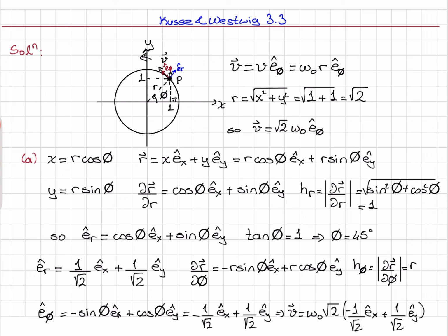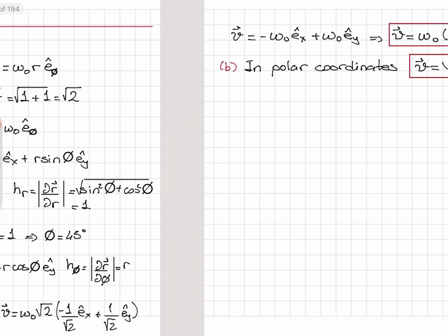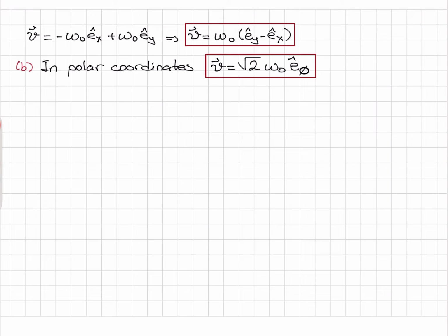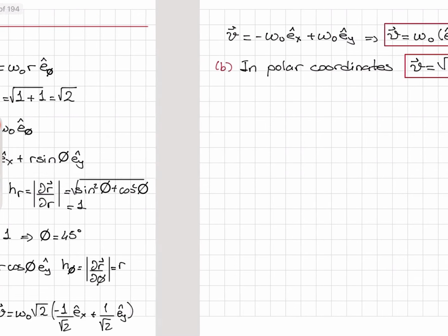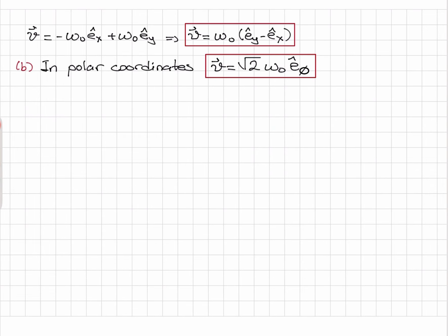So square root 2 omega 0 times e phi hat. The square root 2's will cancel and I will have minus omega 0 ex hat plus omega 0 ey hat, or omega 0 times ey hat minus ex hat as my answer.